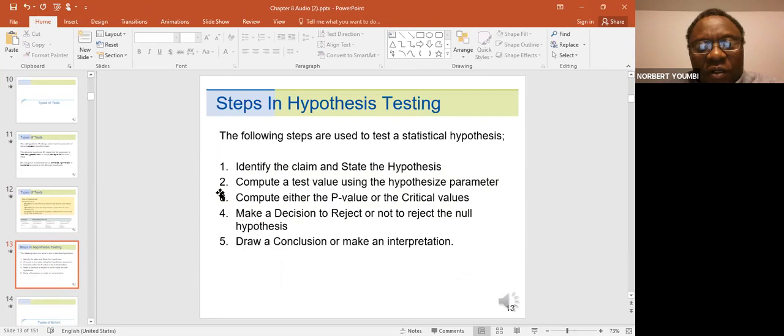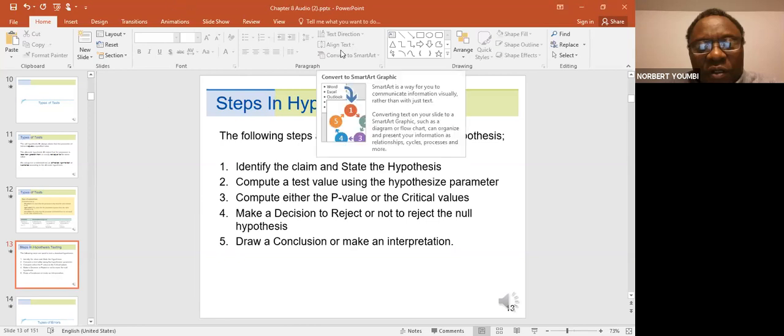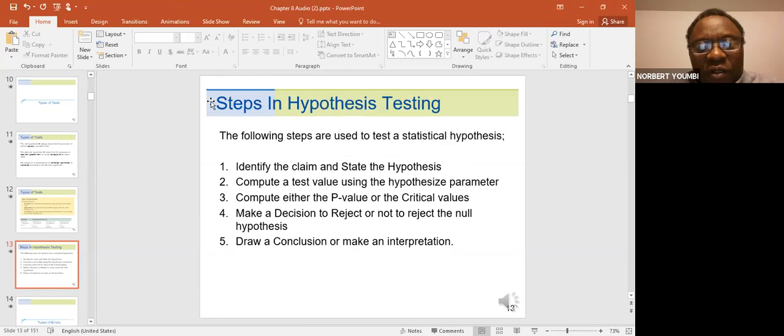These are the 5 steps in hypothesis testing. First step, identify the claim and state the hypothesis. In the second step, you will compute the test value using the hypothesized parameter. The third step, you will compute the p-value or the critical values, and you will make a decision. This decision will be based on either rejecting the null hypothesis or not rejecting the null hypothesis. And then you will draw a conclusion.